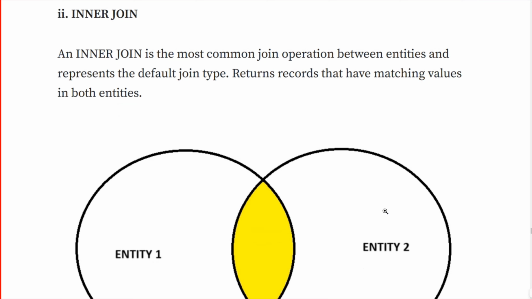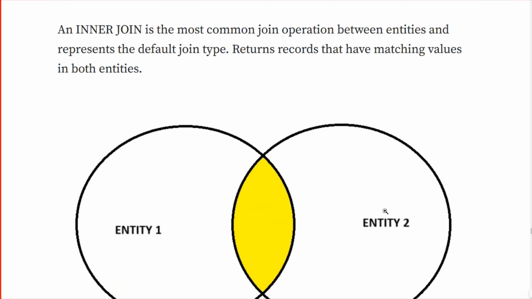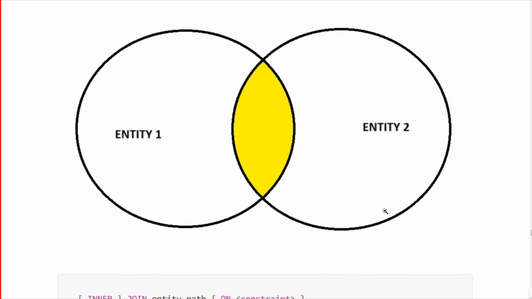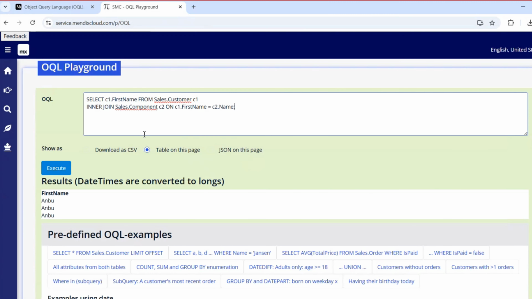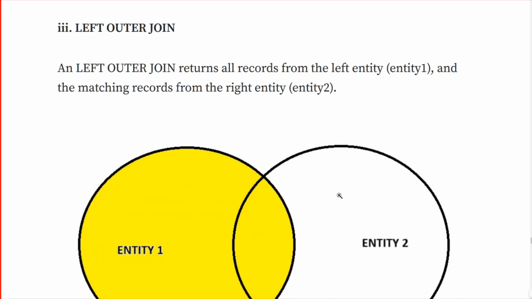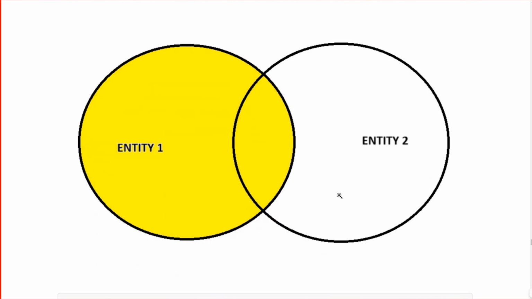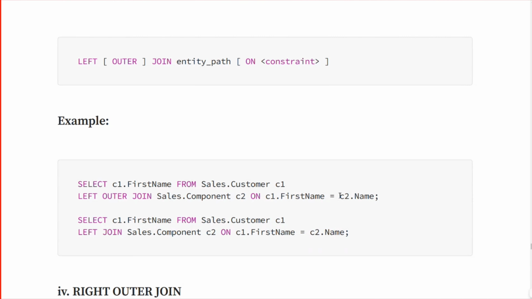Inner join, as similar to the diagram, it will fetch the common data of both entities. Here the format is different, we need to use the inner join keyword along with the on keyword for the condition. Example, this also gives the same result. Left outer join, all records of the left entity and matching records of the right entity. Here instead of inner join, we need to use left outer join or left join. Same on we need to use for the condition.